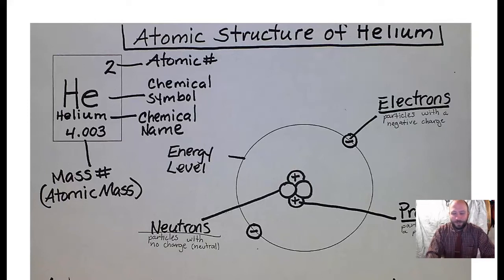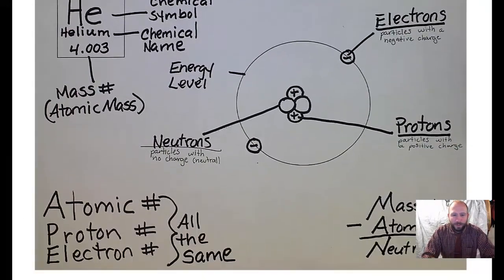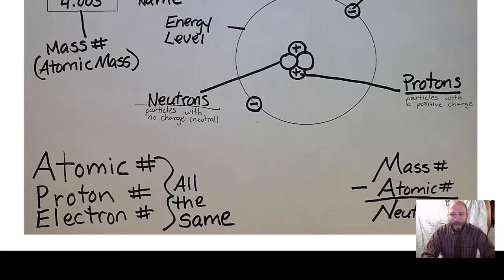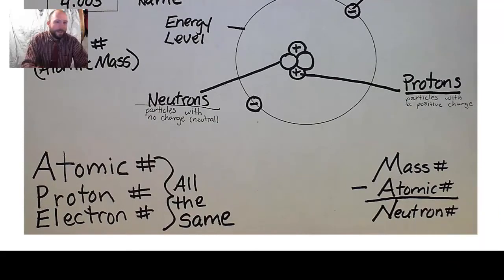All right, I'm going to assume you're done with the copying. And now we need to add just a little bit more to our paper. Could you please add, at the bottom of your paper, this information? We have atomic number, proton number, electron number, and we've got this little bracket here to remind us that these are all the same.